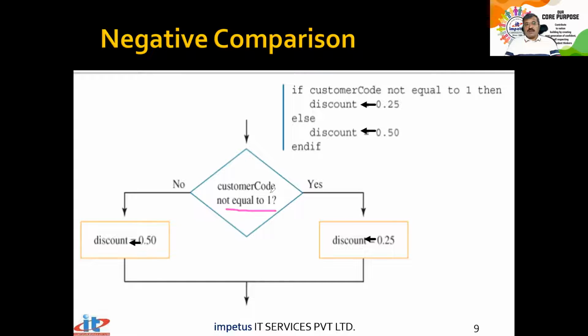is not equal to 1, if this condition is true, we go here and we give a discount of 25%, and then we proceed further. If the customer code is not equal to 1 and that condition is false, meaning it is equal to 1, we'll go here and we'll give this particular condition. So we'll either follow this course or we'll follow this course of action. So that was how you write it.